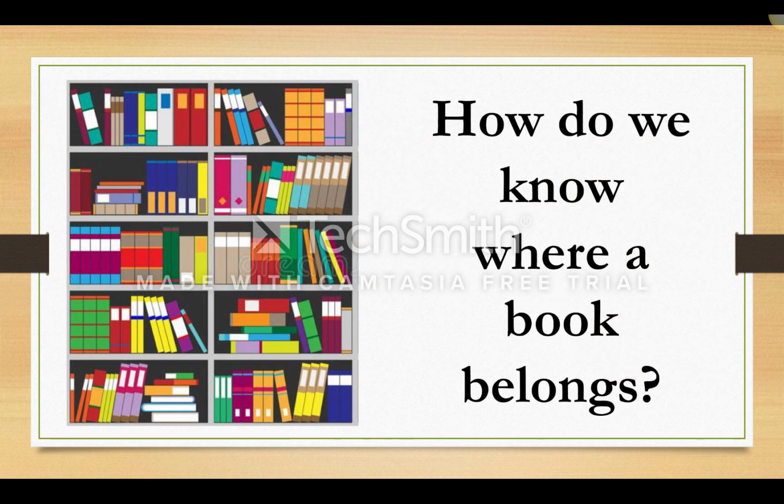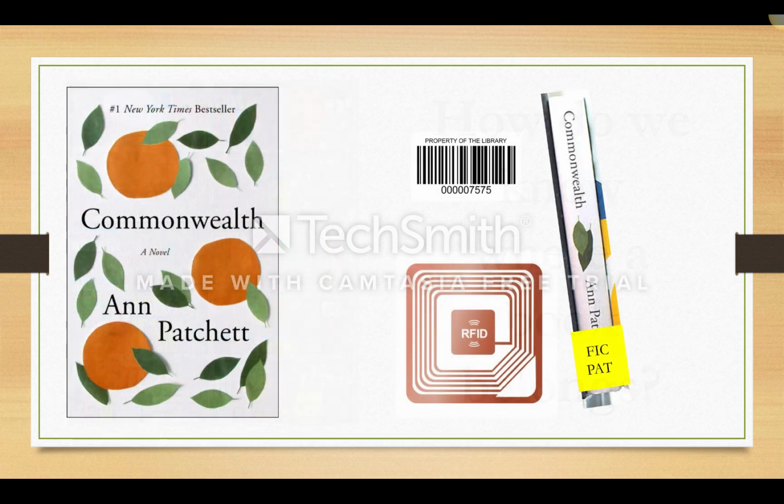But how do we know where a book belongs? Well, we've got a system for that. While each book is different and may contain another whole world of information inside of it, there are a few things that will look the same on all of our library books. Every book will have a title and an author.